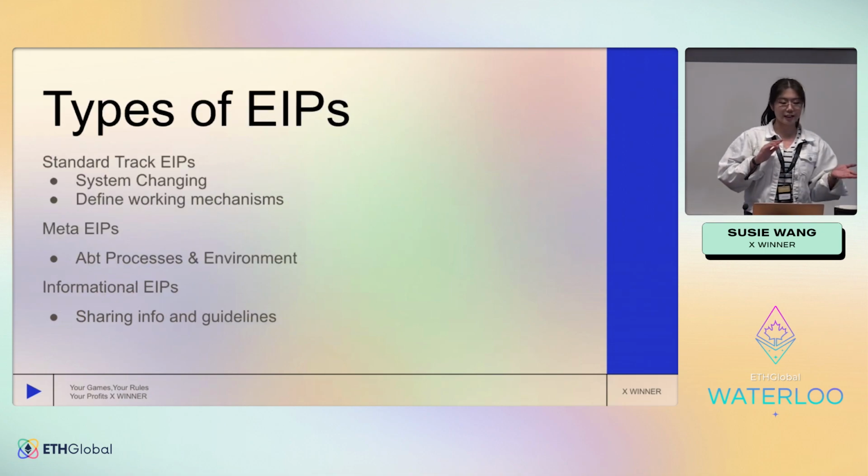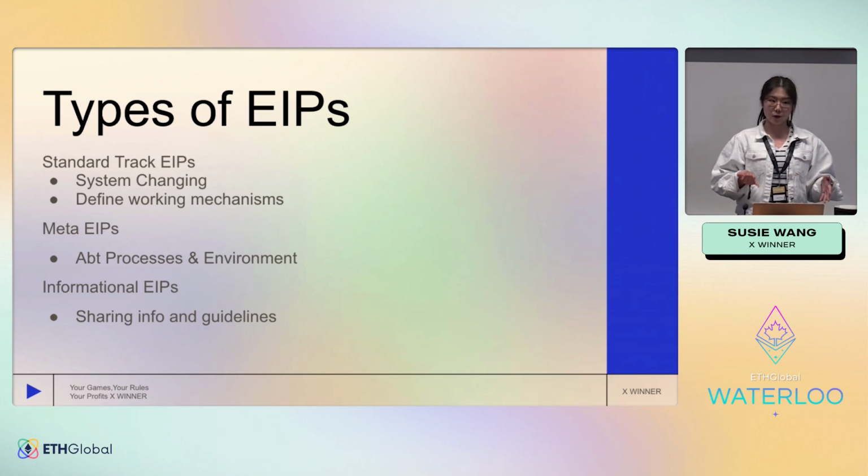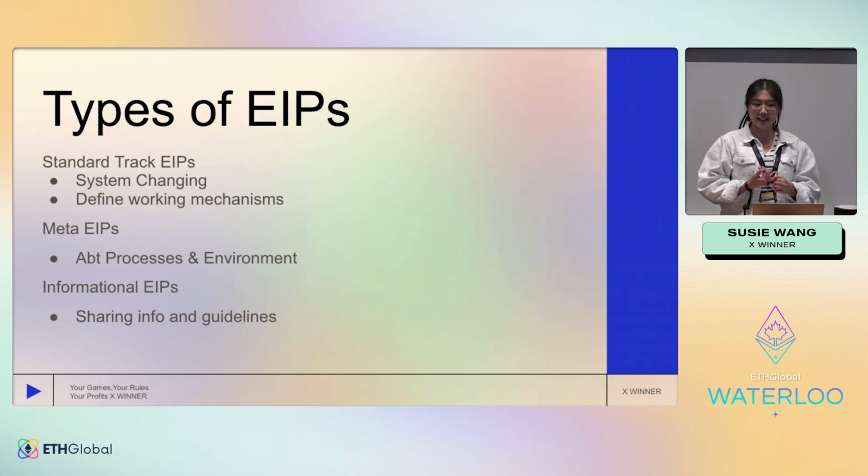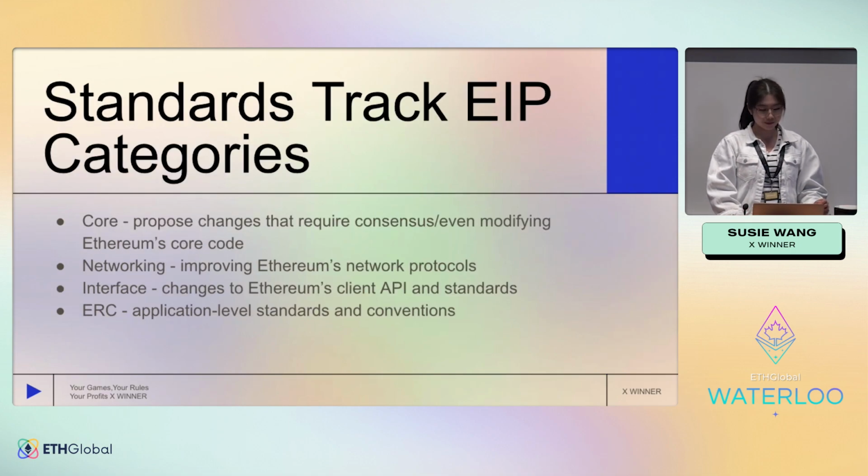There are different types of EIPs, including standard track EIPs, which are system changing and very big ones that can define working mechanisms for the Ethereum blockchain. There are meta EIPs, which are more about processes and environments. And there are informational EIPs, which are literally about sharing information and guidelines.